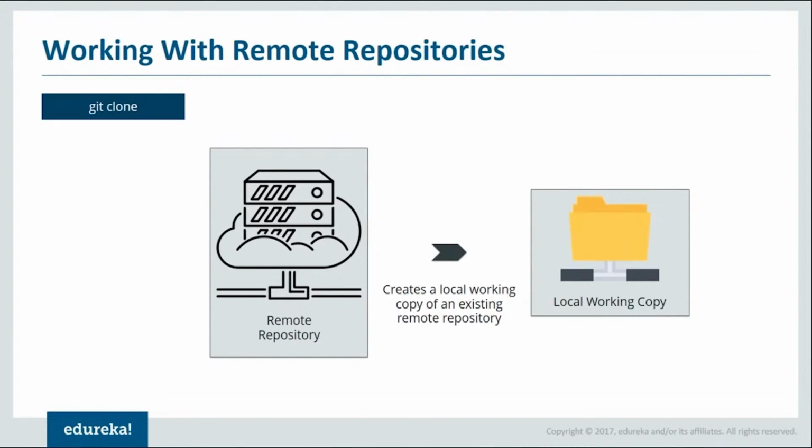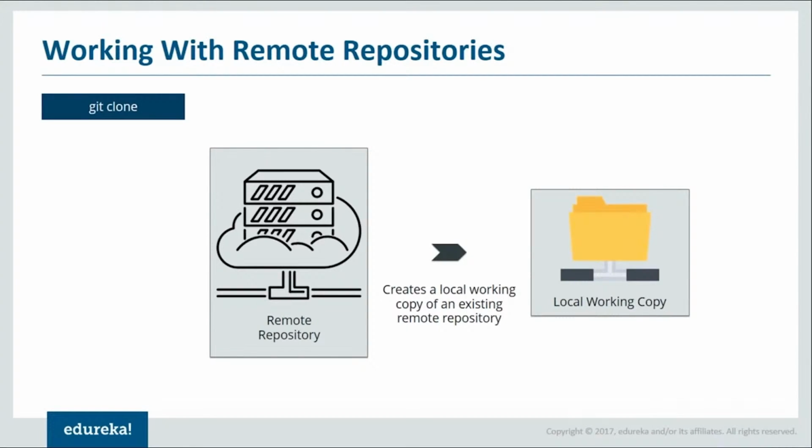So to create a local working copy of an existing remote repository, we'll use git clone to copy and download the repository to a local computer. Cloning is the equivalent of git init when working with a remote repository. Git will create a directory locally with all the files in the repository history.